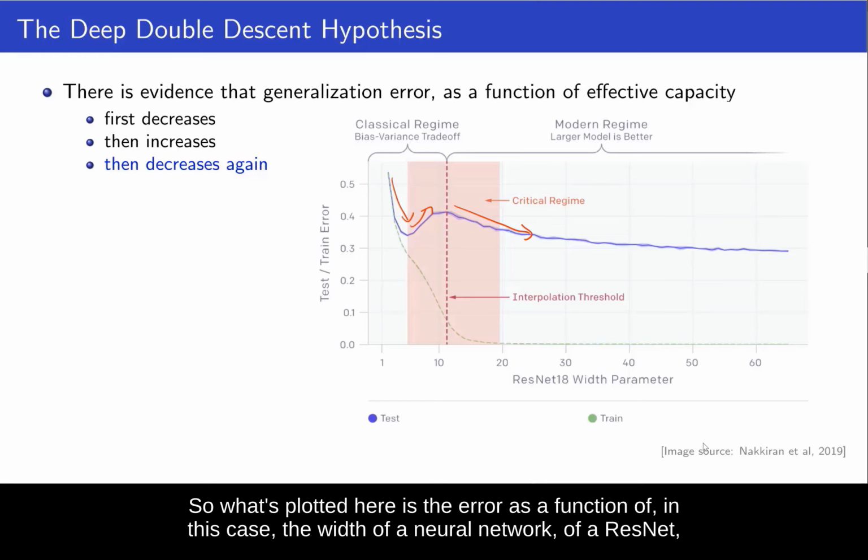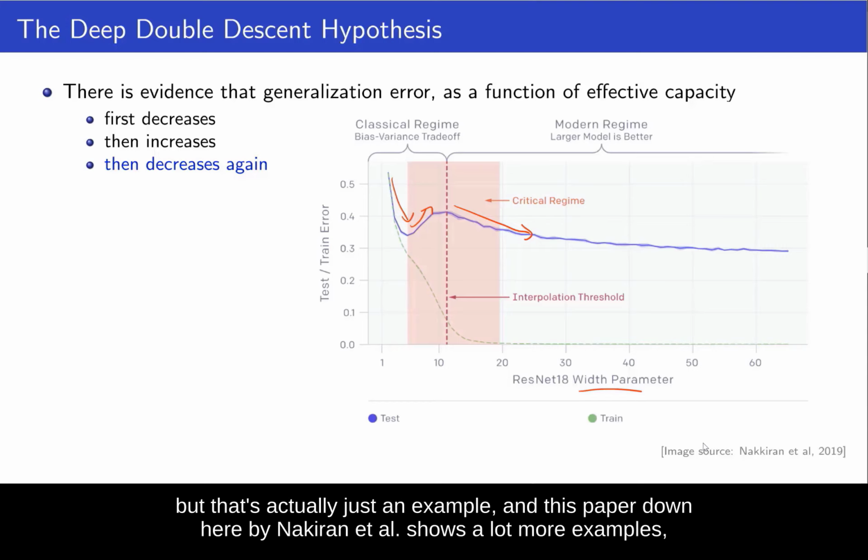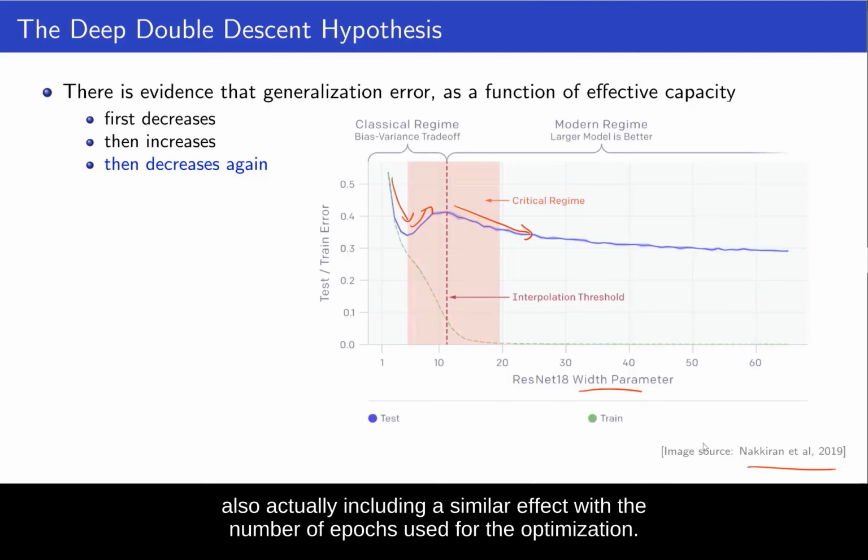So what's plotted here is the error as a function of, in this case, the width of a neural network, of a ResNet. But that's actually just an example. And this paper down here by Nakkiran et al. shows a lot more examples, also actually including a similar effect with the number of epochs used for the optimization.